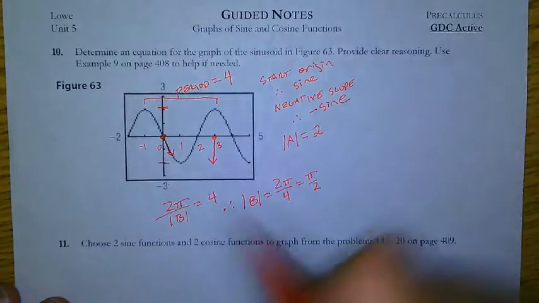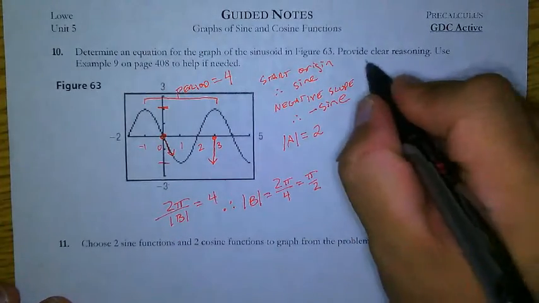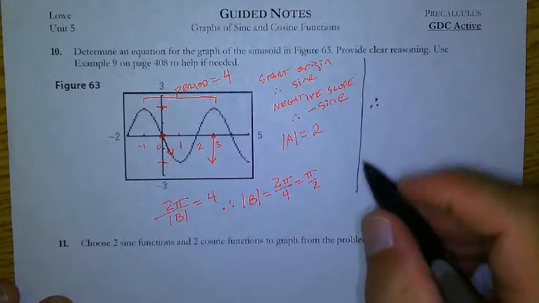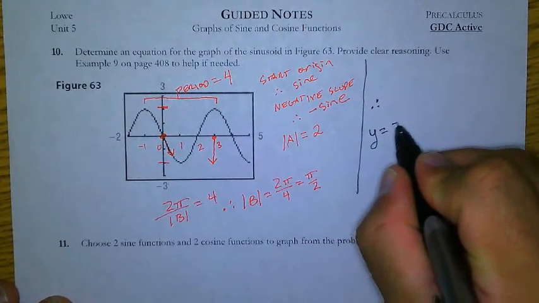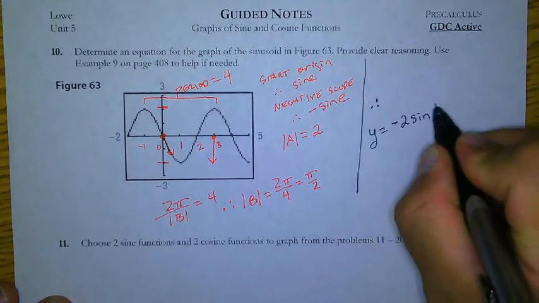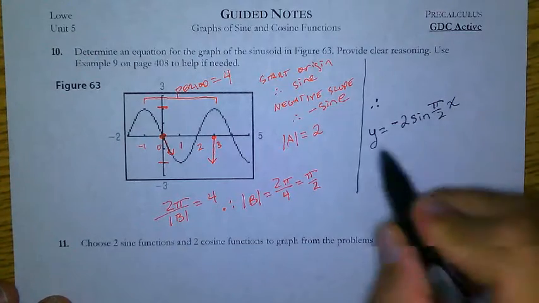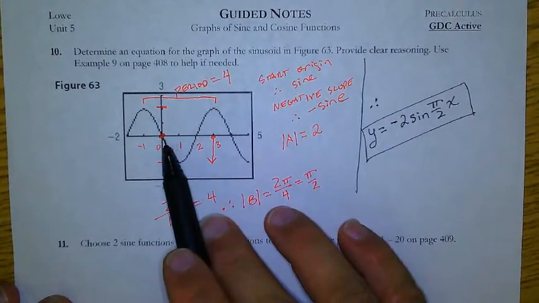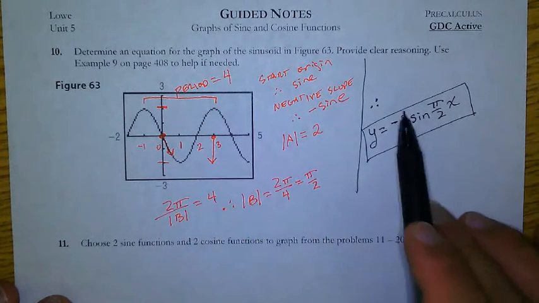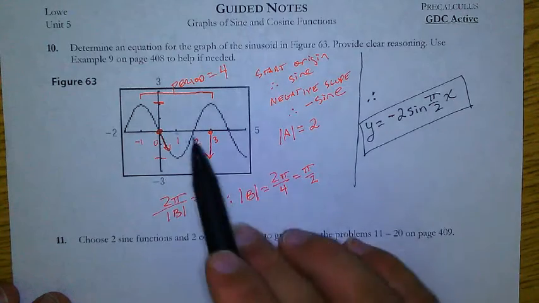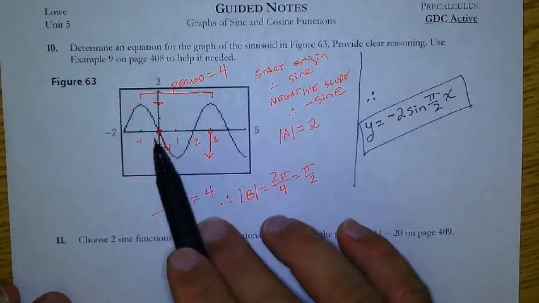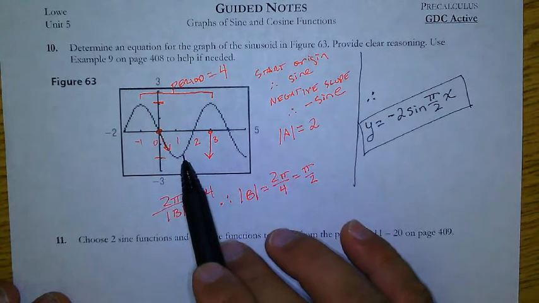So if I put this all together, therefore I'm going to have the equation of my sinusoid. Y equals -2 sine pi over 2x. Why negative? Because I'm starting going downwards. Why 2? The amplitude is 2. Why sine? I start at the origin. So all this together comes from where do I start and how am I moving?